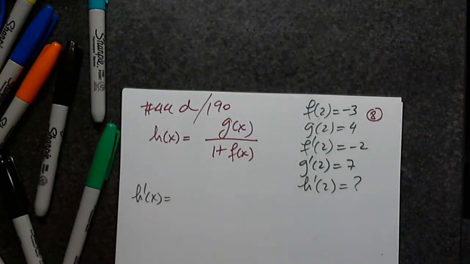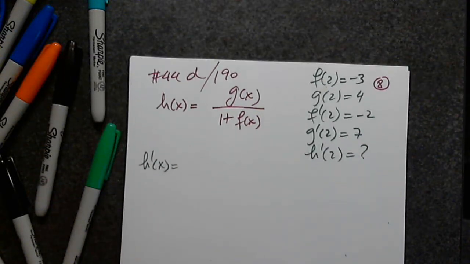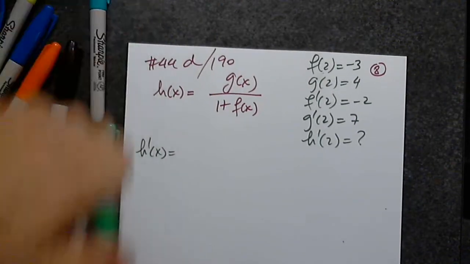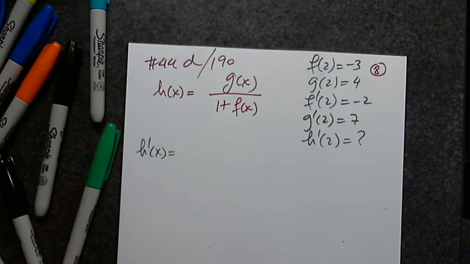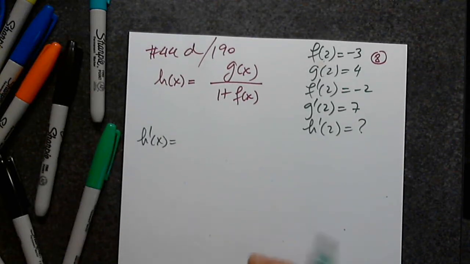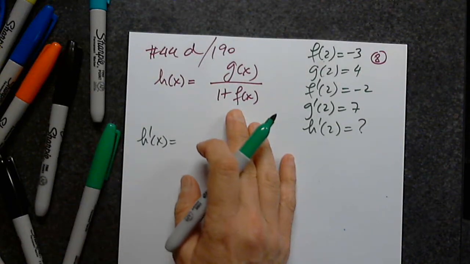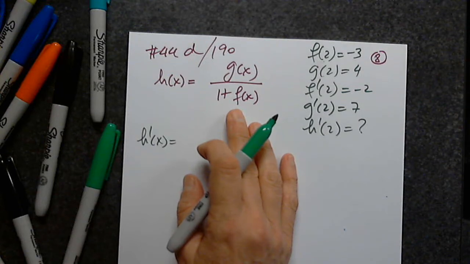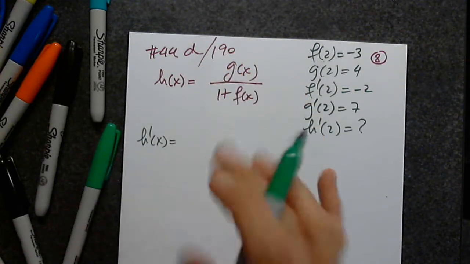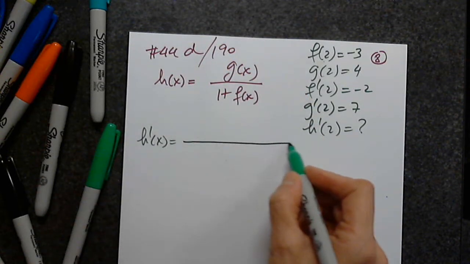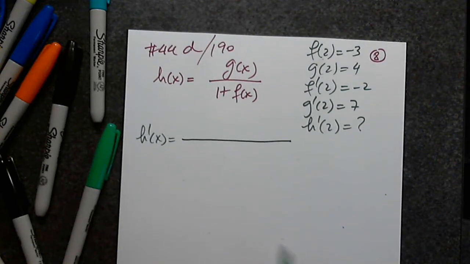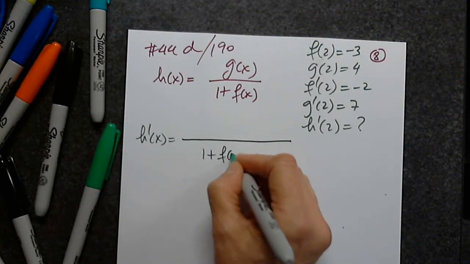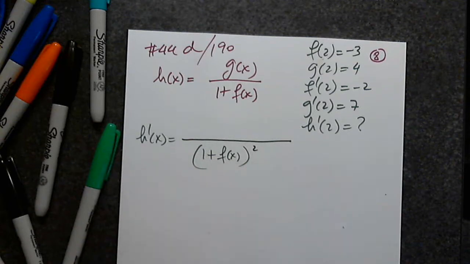We are told that these are differentiable functions. All conditions are fulfilled. We can go ahead and find H prime of x. So what do I have to write? What type of function is H of x? A quotient of two functions. Perfect. So then I will get the quotient rule ready. The denominator will be 1 plus f of x, everything squared for sure.